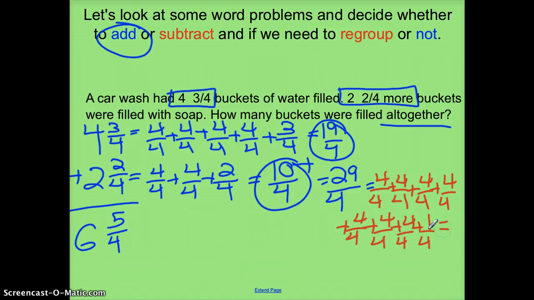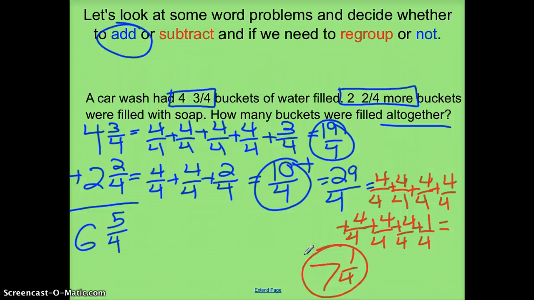So that's going to equal, I have 1, 2, 3, 4, 5, 6, 7 wholes and 1/4. Okay, so this is my answer, 7 1/4.